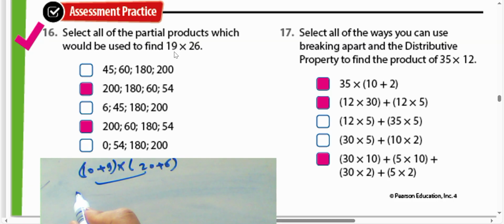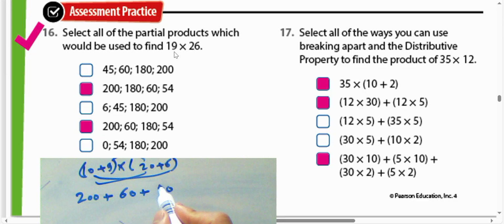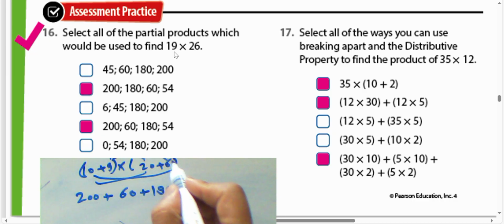20 times 10 equal 200. 10 times 6 equals 60. 9 times 20, raise 0. 2 times 9, 18. 9 times 6 equal 54. Okay.